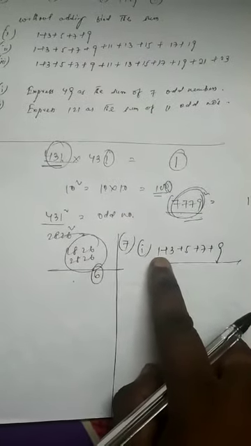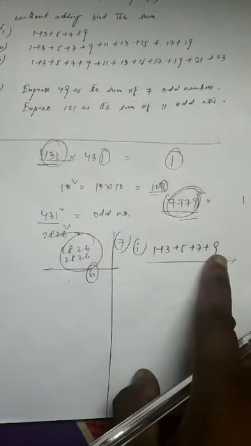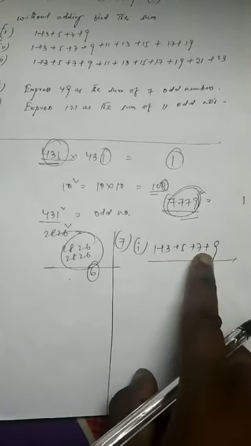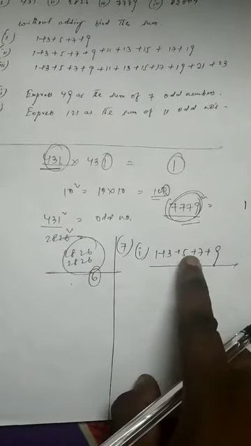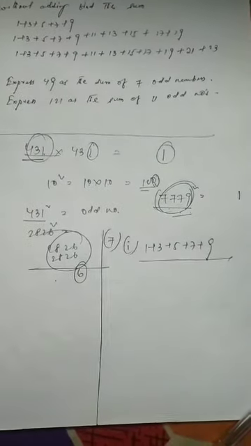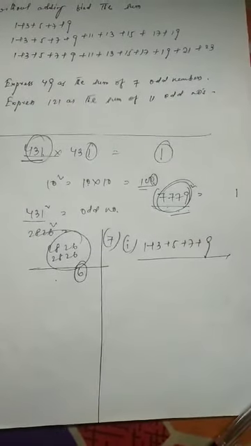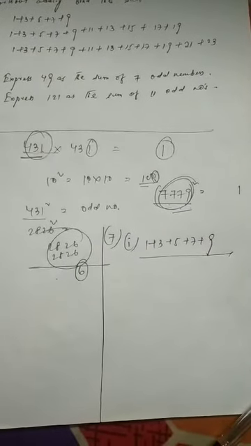As I have written, 1 plus 3 plus 5 plus 7 plus 9. All these numbers are consecutive odd numbers. So these odd numbers we have taken over here, and we have to find what will be the sum of these odd numbers without adding them.